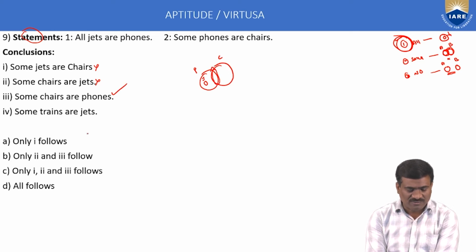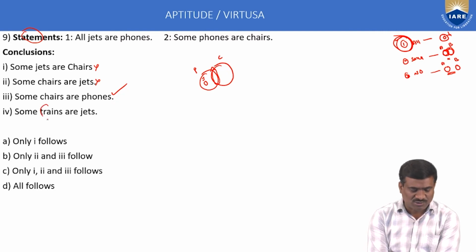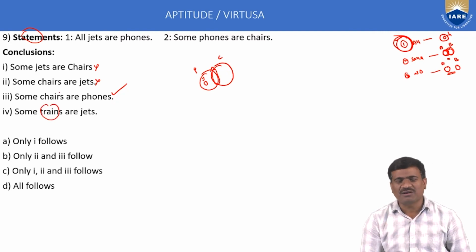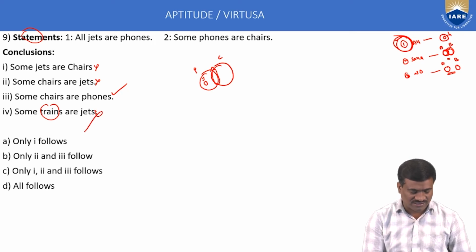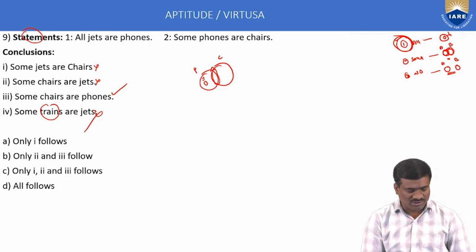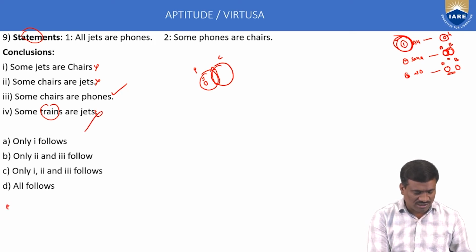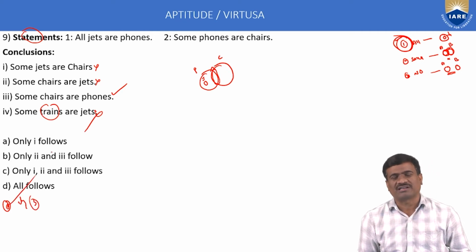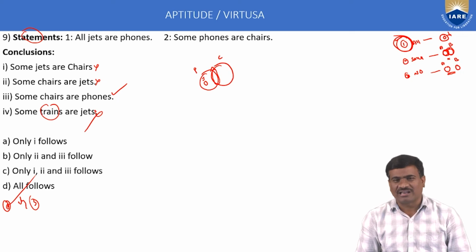Next, the fourth one, some trains are jets, but there is no train here. That statement is not given, so it is false. Only 3 follows, only that is correct. That option is not given. Right? Only 3 follows, so option E is correct. This is about the 9th example.